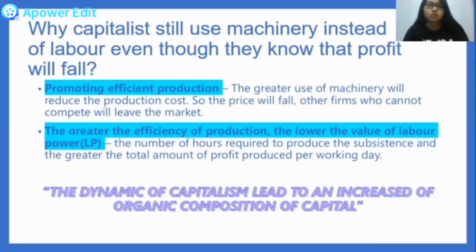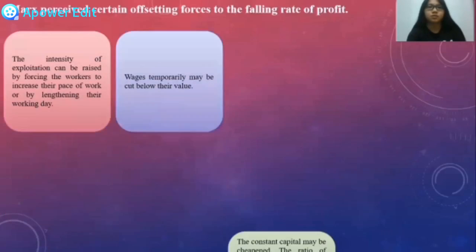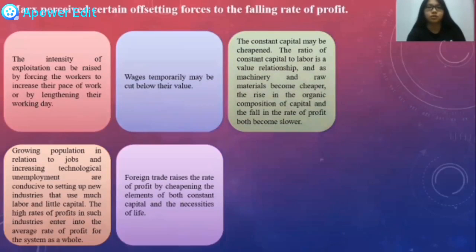The second reason is that the greater the efficiency of production, the lower the value of labor power, the number of hours required to produce the subsistence, and the greater the total amount of profit produced per working day. And the dynamic of capitalism will lead to an increase of the organic composition of capital. Besides, Marx also perceives certain offsetting forces to the falling rate of profit.